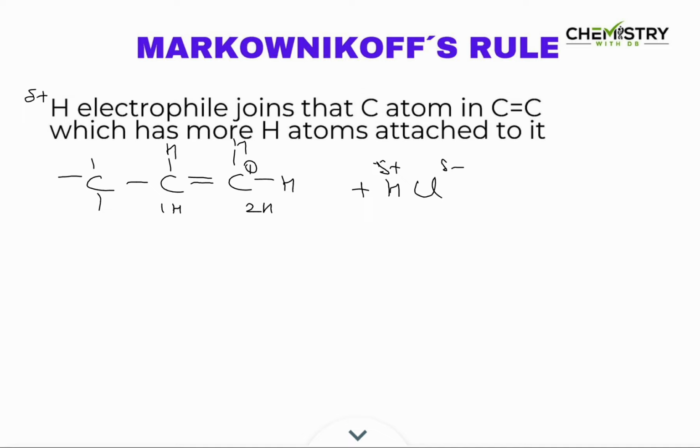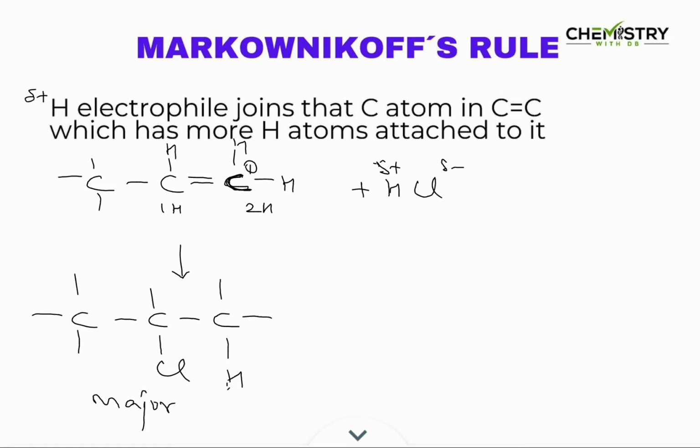So as per Markownikoff's rule, the hydrogen in the HCl is the delta positive electrophile, and chlorine is delta negative. So this delta positive hydrogen will join the number 1 carbon, and the product it will give you would be 2-chloropropane. This would be the major product, and the minor product will be 1-chloropropane, as we have just seen, because in this case hydrogen is less likely to join the number 2 carbon, because of Markownikoff's rule.